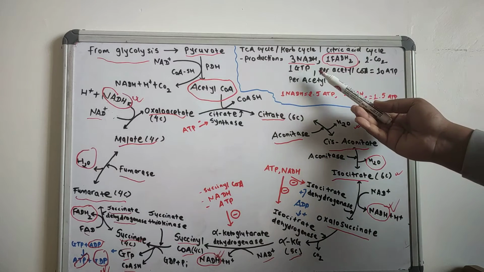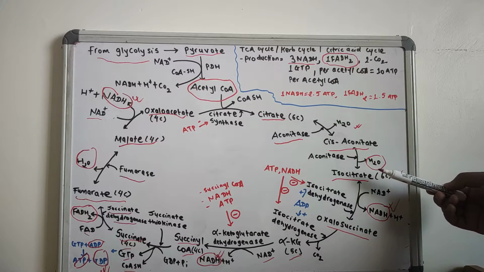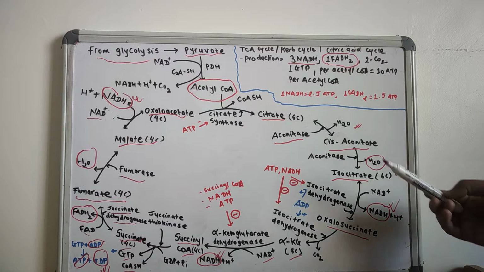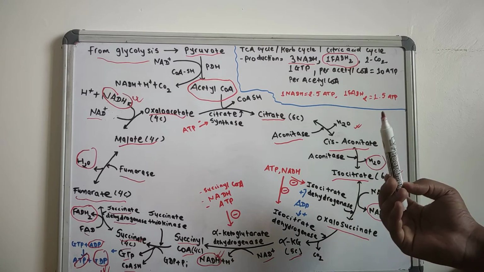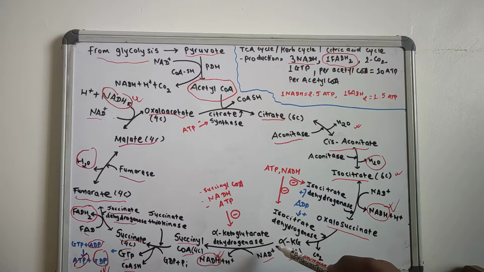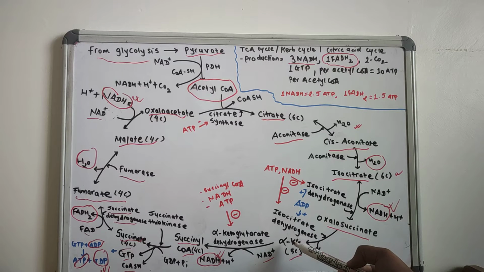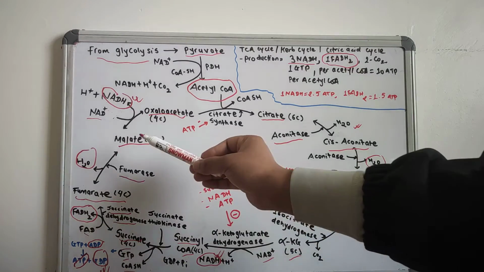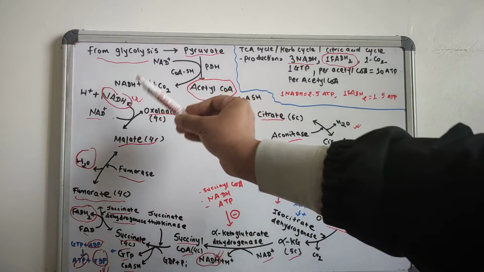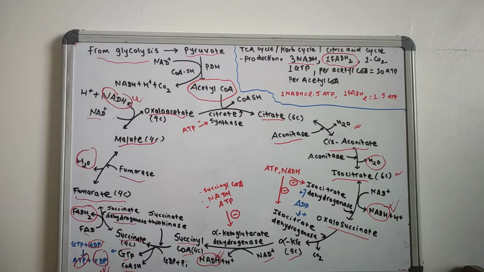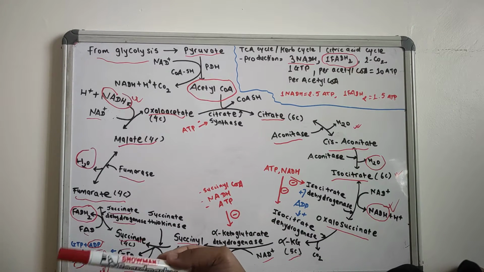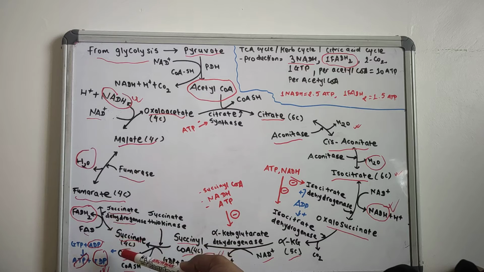So 3 NADH: 1 NADH is produced when there is conversion of isocitrate to alpha ketoglutarate. Another is when there is action of the alpha ketoglutarate dehydrogenase on the molecule alpha ketoglutarate, when it is changed to succinyl coenzyme A, another NADH is produced. And last, when malate is converted to oxaloacetate, then another NADH is produced. So 3 NADH are produced and 1 FADH2. While there is conversion of succinate to fumarate by the action of succinate dehydrogenase, 1 FADH2 is produced.